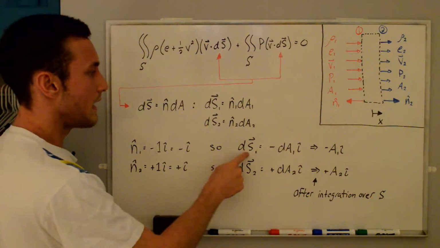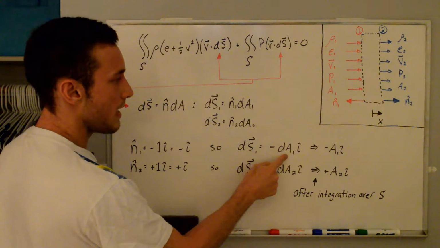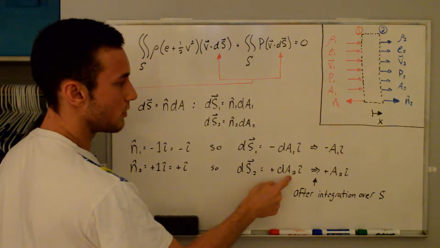So we can rewrite ds1 from here. We can bring this down. ds1 is equal to negative dA1 i, and then ds2 is positive dA2 i.